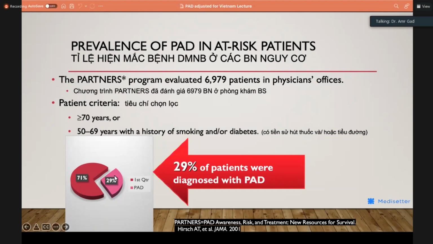They found that 29% of those patients in the study were diagnosed with peripheral arterial disease, which is a very high rate. This high rate shows us two things. The increase of age is a factor. Smoking and diabetes are the other two main factors.